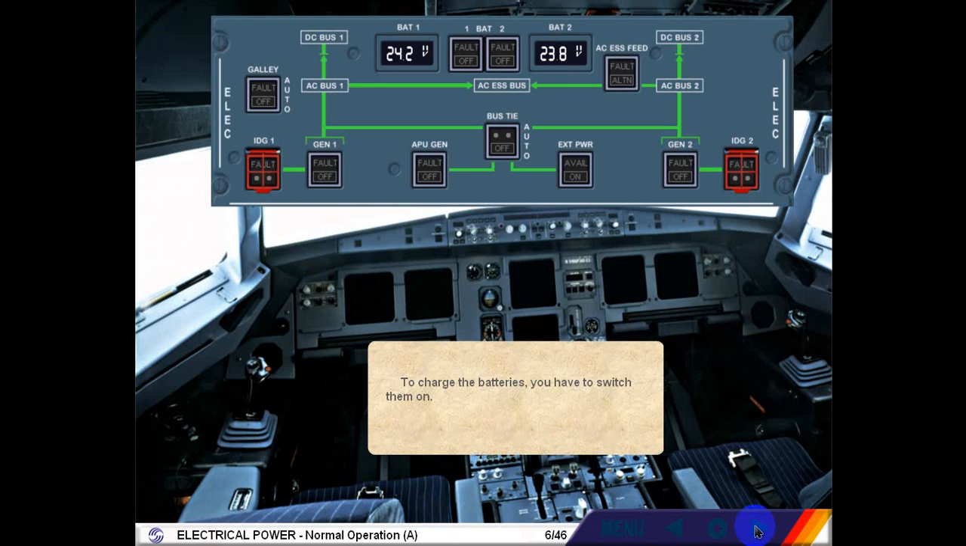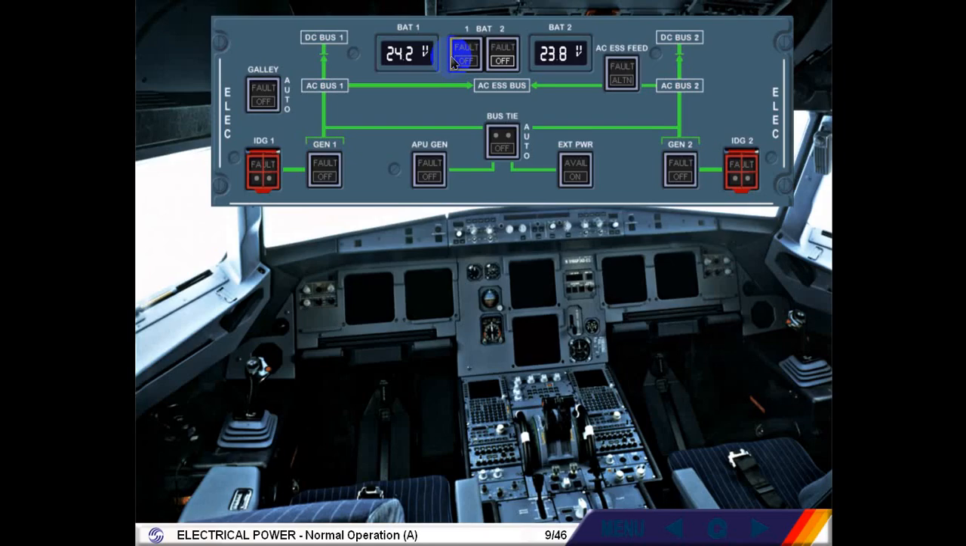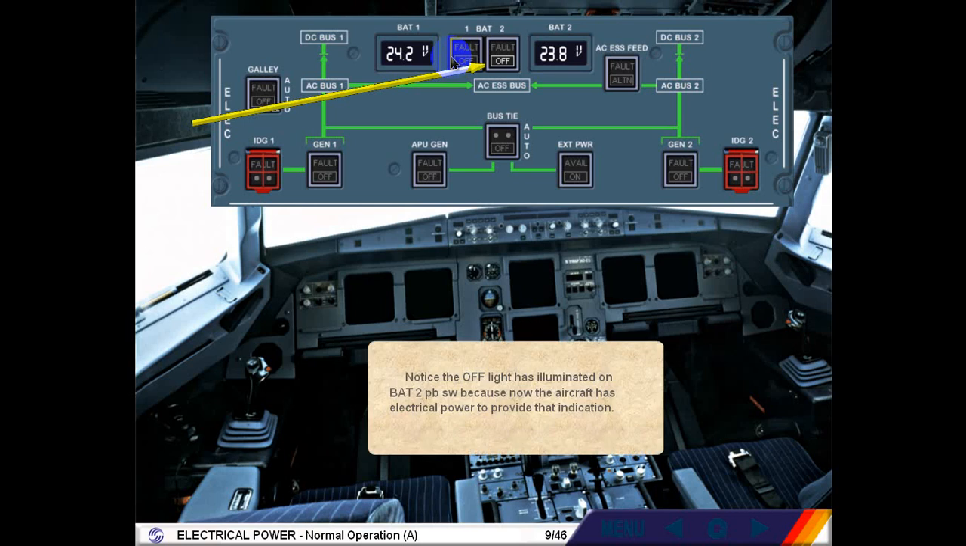Switch BAT1 on. Notice the off light has illuminated on the BAT2 push-button switch, because now the aircraft has electrical power to provide that indication. Switch BAT2 on.